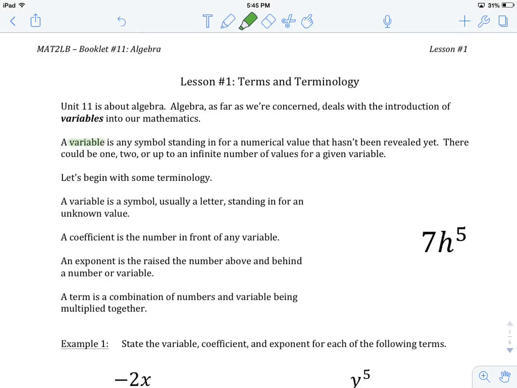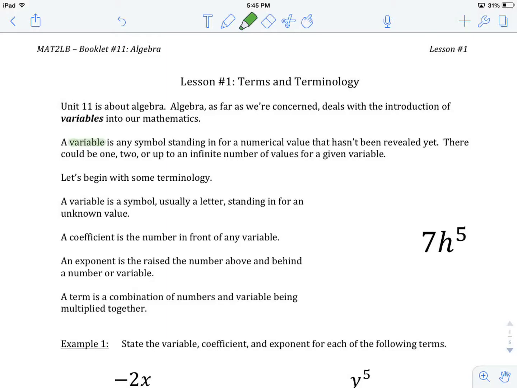And a variable is any symbol that stands in for a numerical value that hasn't been revealed yet. And when we're talking about variables in the context of math in general, variables could have one and only one right value, or they could have an infinite number of values. So there's really a range for the number of values that a variable could have. And that's sort of an introduction.